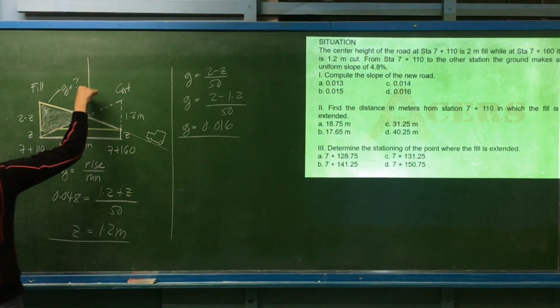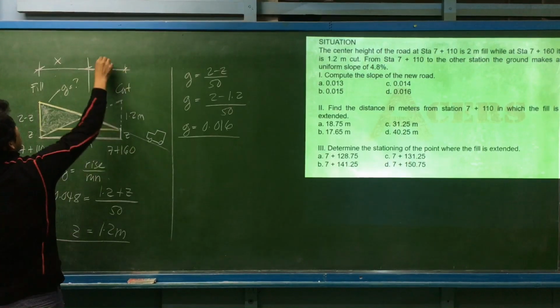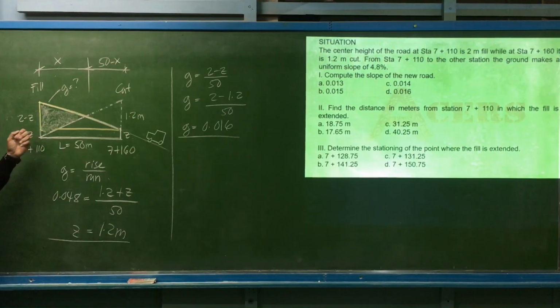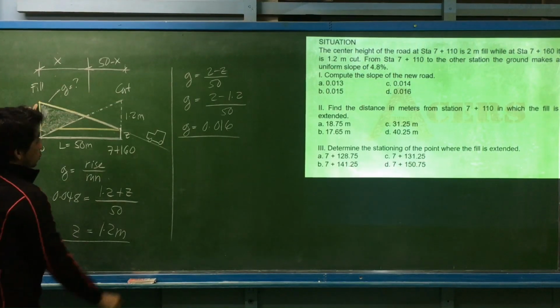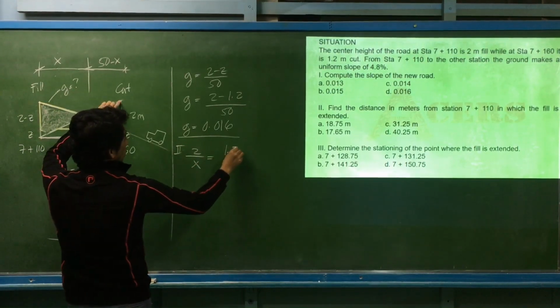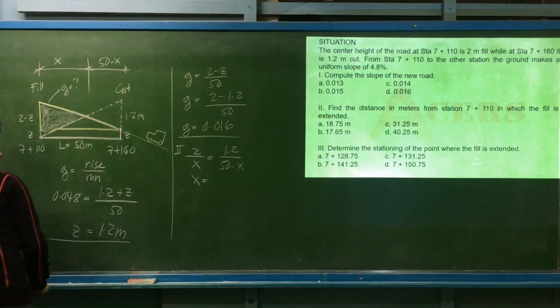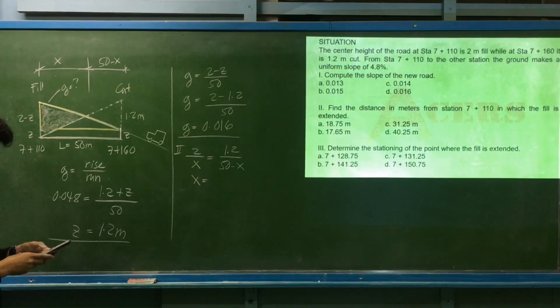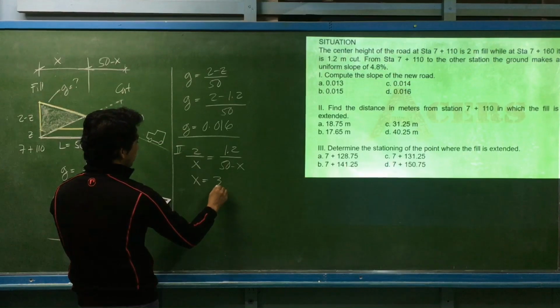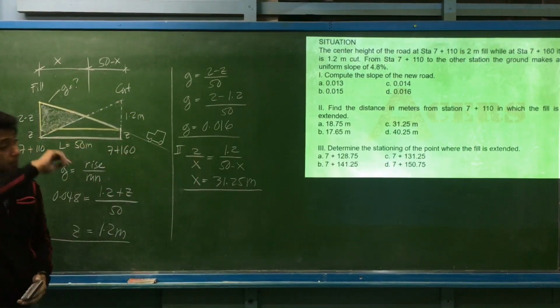So, we are looking for this distance from the station. Okay, 7 plus 110. Let me just call it x. Obviously, the other side is automatically 50 minus x. Using variation, proportion of similar triangles: this is 2 meters, so for the second, 2 is to x is equal to 1.2 is to 50 minus x. Okay, let's get the value. x is equal to 31.25 meters. Okay, for the second requirement, 31.25, letter C, cut, for number 2.